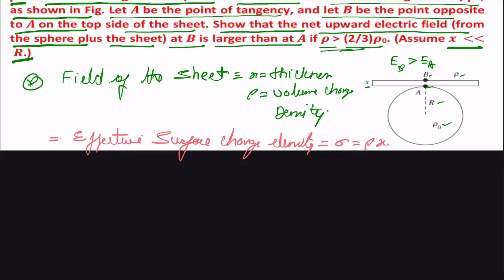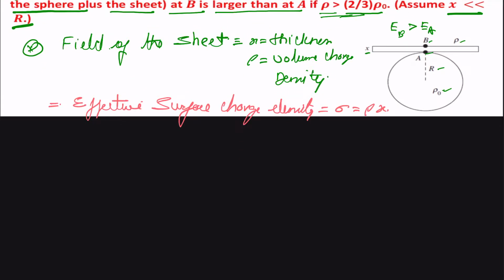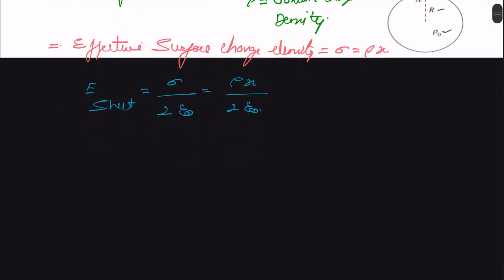Okay. And because this is like a thin infinite sheet, therefore we can say that electric field of the sheet will be equal to sigma upon 2 epsilon naught. Sigma we just found out. So this is rho x upon 2 epsilon naught. And in this case, we have to remember that the field of the sheet will be pointing upward above the sheet, and below the sheet, it will be pointing downward.